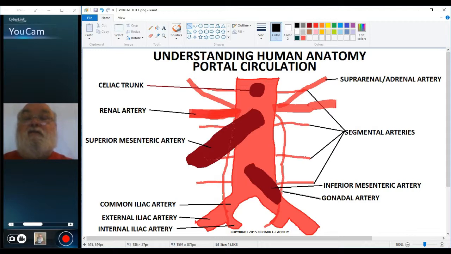These are the arteries that supply the GI tract and spleen and then are drained into the portal vein. The paired branches, like the suprarenal, the renal, the gonadal, the common iliac, and the segmental arteries, all are drained into the inferior vena cava directly.